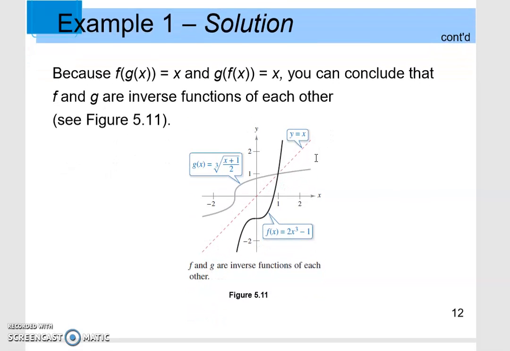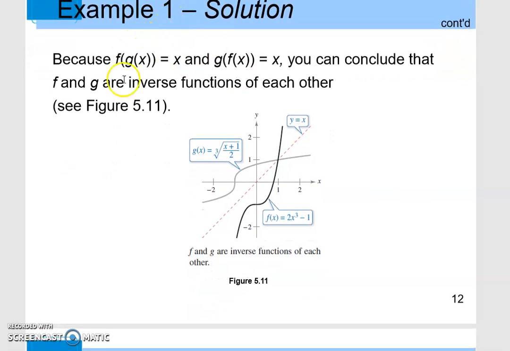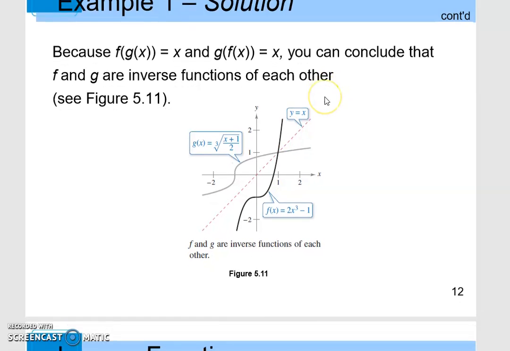Now, if we look at the graphs, we verified that both of the compositions equal x, so we know that they're inverses of each other. If you look at the graph, you can see that they look very similar and that there's a kind of weird reflection going on. When you draw the graph of 2x cubed minus 1, that's this first one, the black one. And when you graph g of x, the cube root of (x plus 1) over 2, you get this slight red one. Notice that they're actually reflected across the line y equals x.